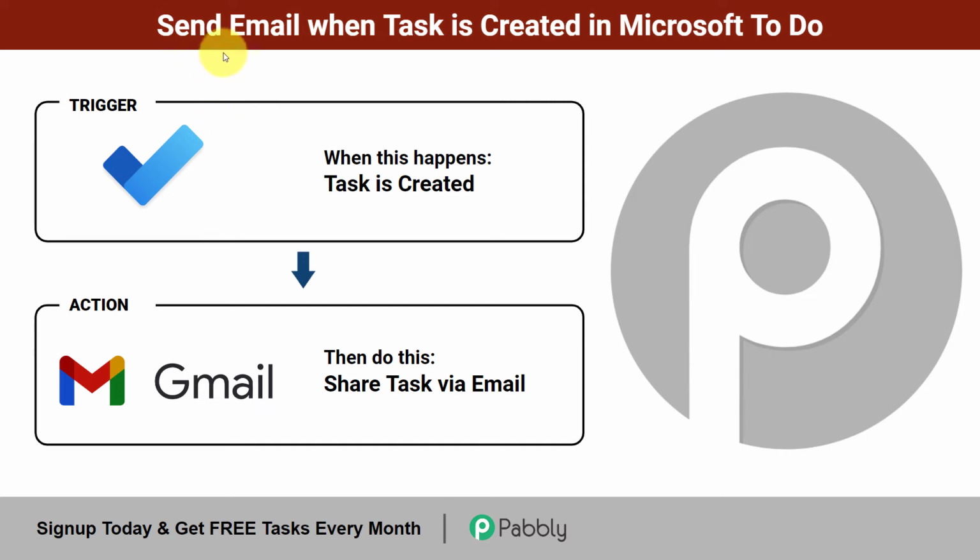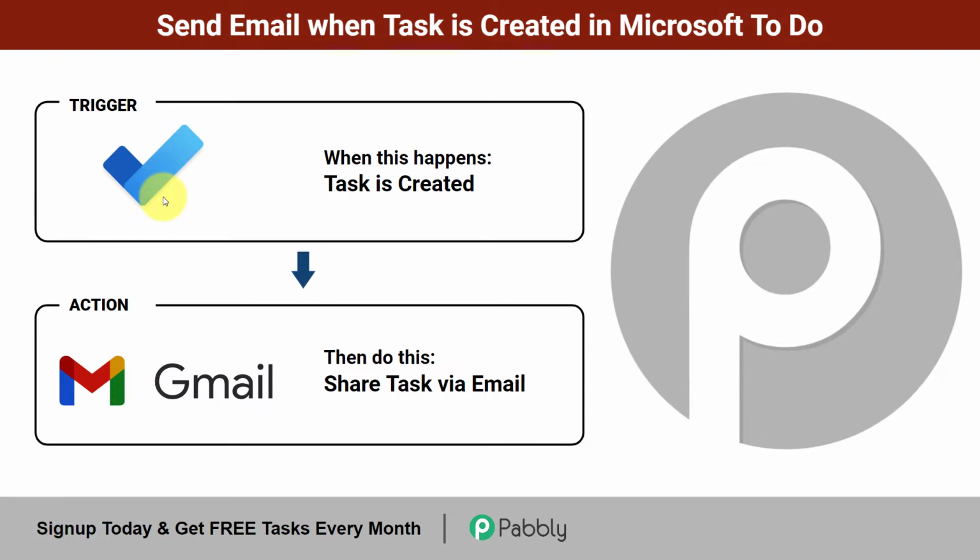In this video, we will learn how to send email when a task is created in Microsoft To Do automatically. So let's say you are the manager and you're managing all your tasks in Microsoft To Do. Now, every time you add a task here, you want to share the same task with one of your team members on the Gmail ID.